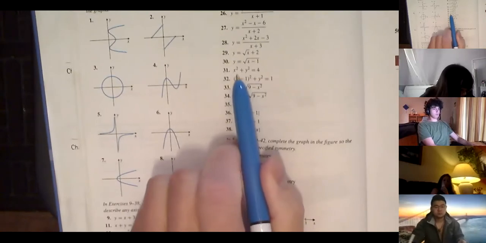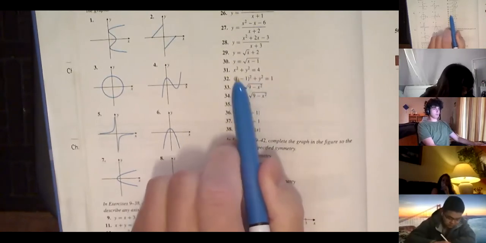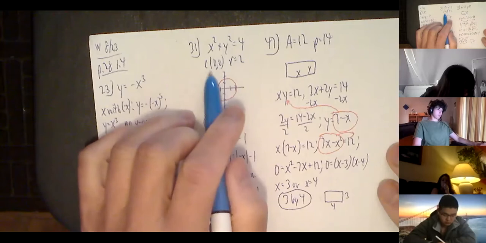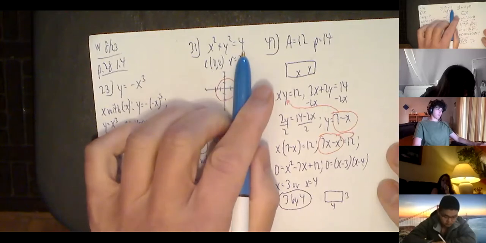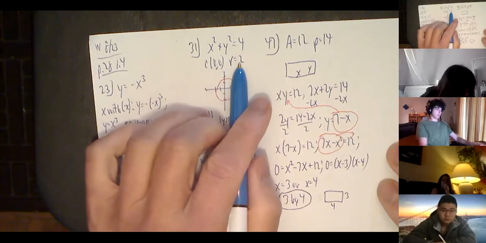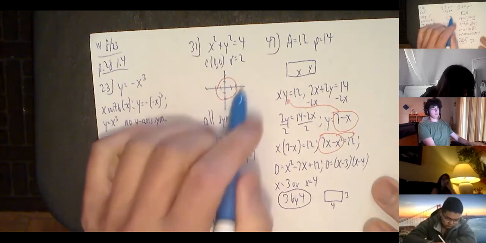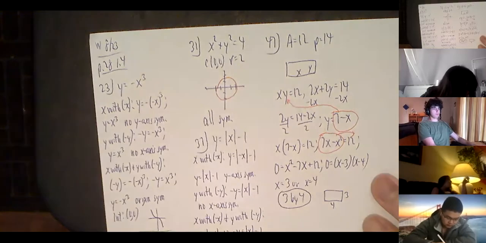All right, next one I was going to show you was 31. X squared plus y squared equals 4. That's a circle. It's a circle center of the origin with a radius of the square root of 4, or 2. So center 0, 0, the radius is 2. So I just go like that.